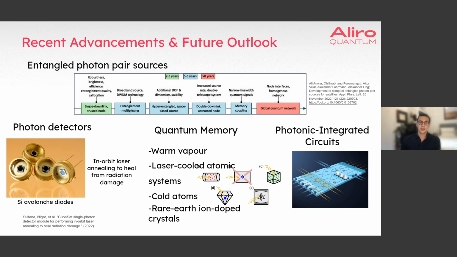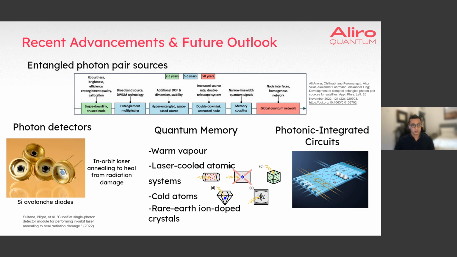Here I wanted to highlight a project from a couple of years ago out of IQC and with many other collaborators, where they studied silicon avalanche photodiodes for photon detection. They actually used an in-orbit laser annealing approach to self-heal from radiation damage. Technologies like this are really important for pushing the boundary to the next generation of photon detectors for satellite deployment.